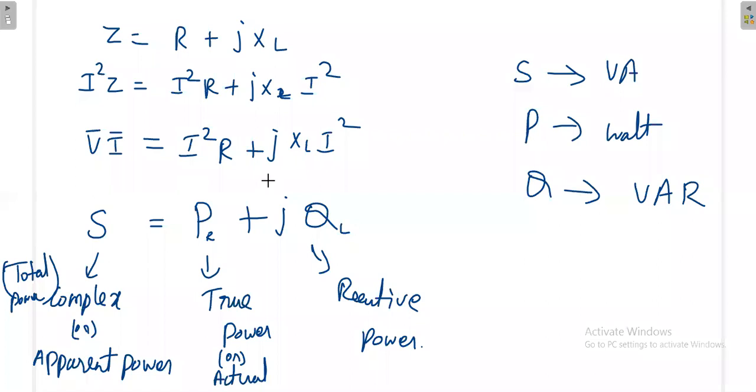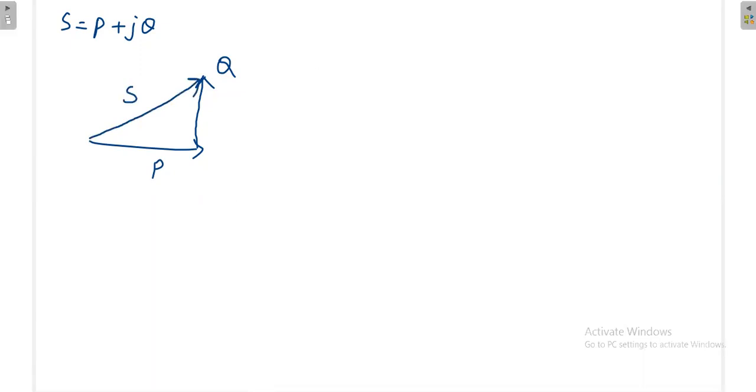Now again we can draw the power triangle. Because S is equal to P plus jQ, I can draw the power triangle. If I mention P on the horizontal axis, Q I can mention on the vertical axis, because j is there. This is P and Q, and S will come here. The magnitude of S is the square root of P square plus Q square.